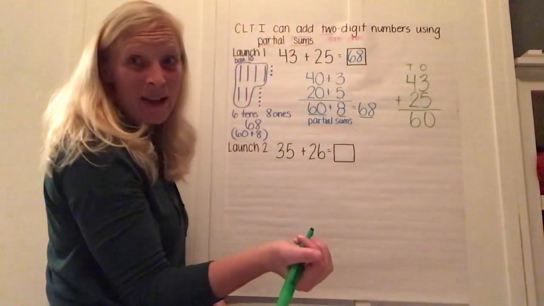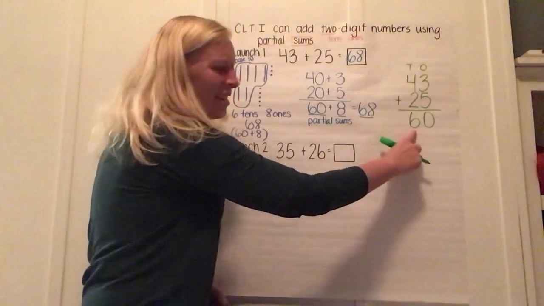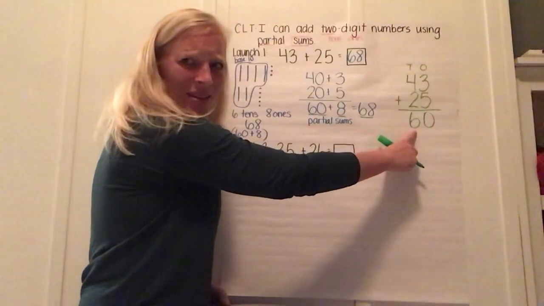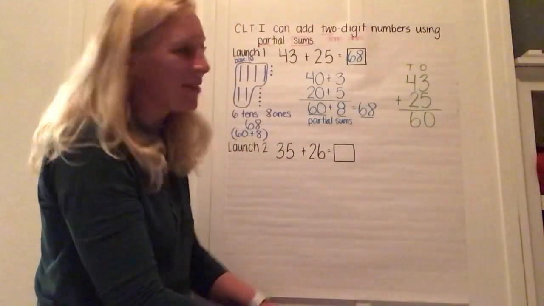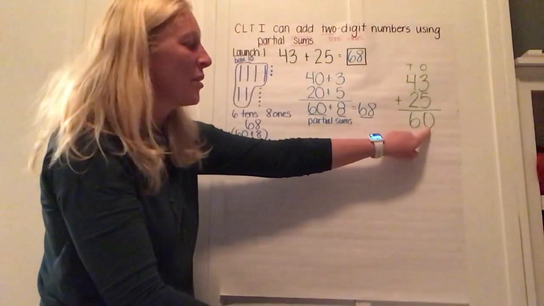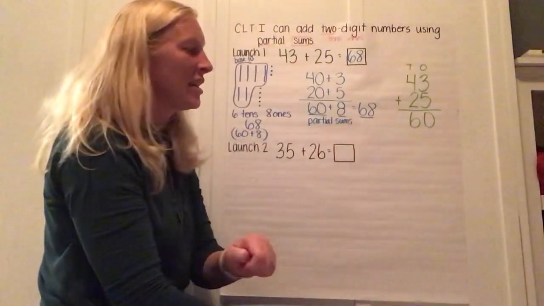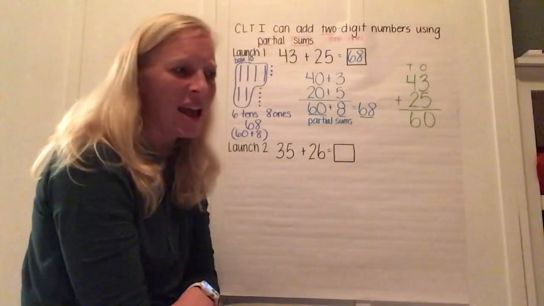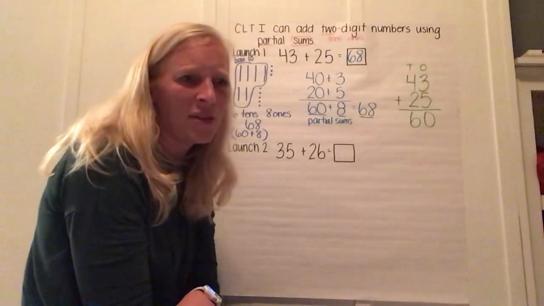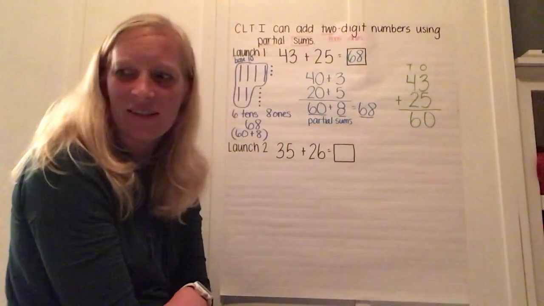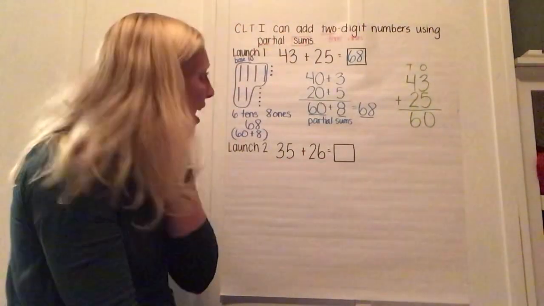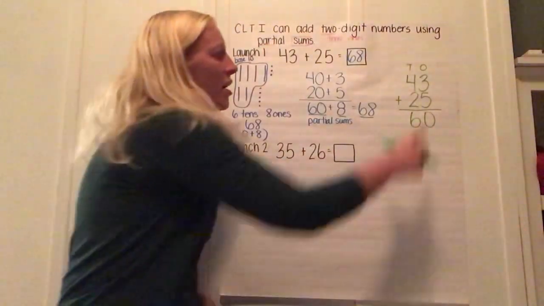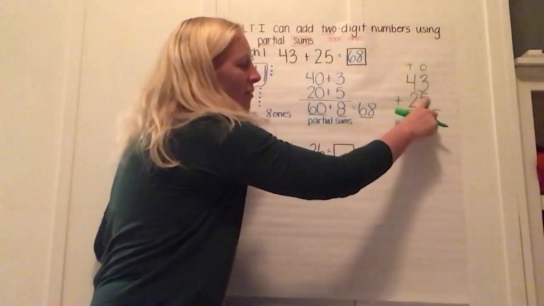60 is the same as what? 6 tens. And how many ones? 0 ones. That's where that 0 is coming in. 6 tens and 0 ones makes the number 60. Now, what do you think I'm going to add next? Thumbs in front of your tummies when you think you can tell me. What am I going to add next? Yes, my ones. 3 and 5 makes 8.